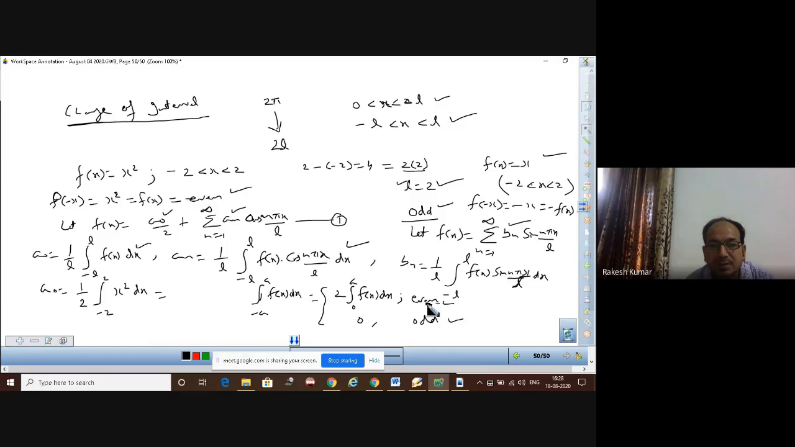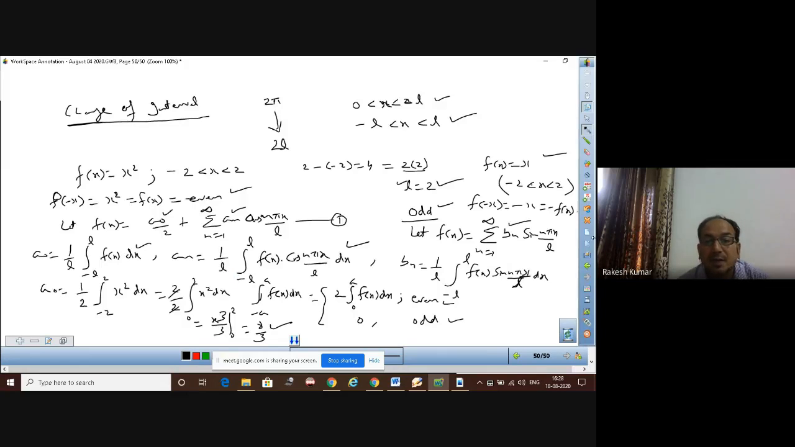Because the function is even here, you will write down 2 times, and 1 over 2 is already there, so that will be the integral from 0 to 2 of x square dx. This 2 will be cancelled, x cubed over 3 within the limits 0 to 2, and that will be 8 by 3. This is the value of the first Euler constant, a naught.